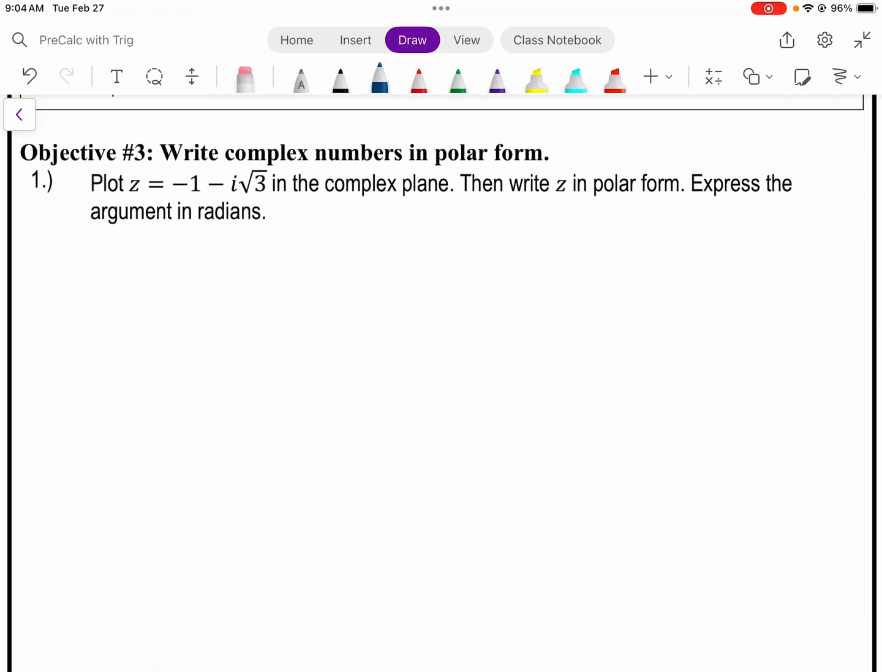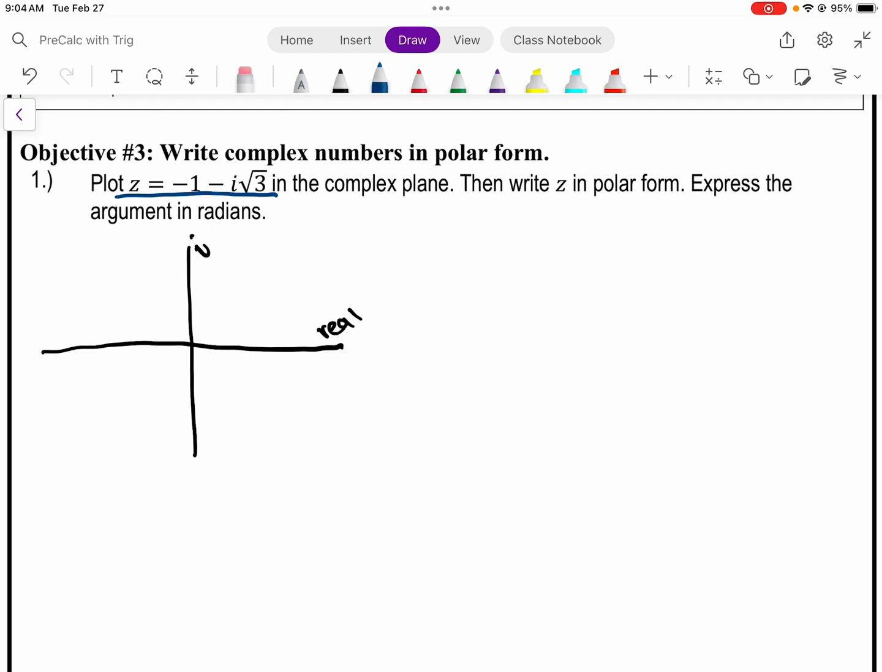We're going to write the complex form. So the first thing they're asking us to do is plot z equals -1 minus i radical 3 in the complex plane. I'm going to create a quick picture of this. On the homework, you're probably not going to be asked to draw it exactly. It's probably going to be more of a multiple choice. But again, this is the real, this is the imaginary.